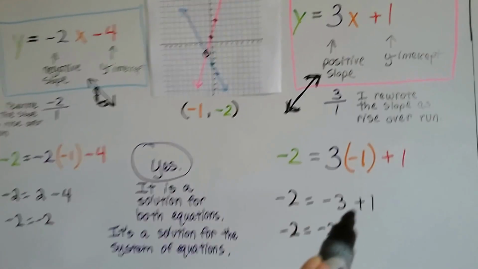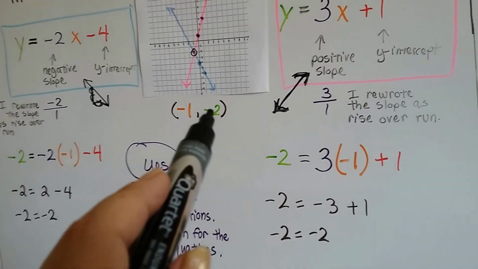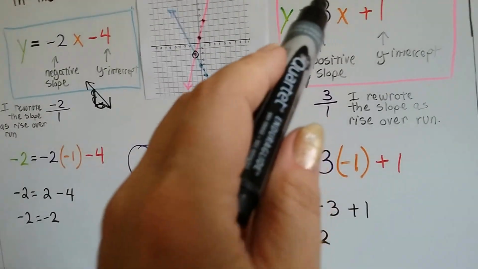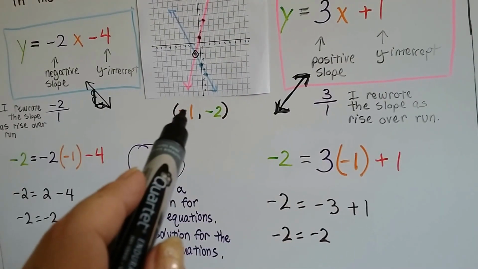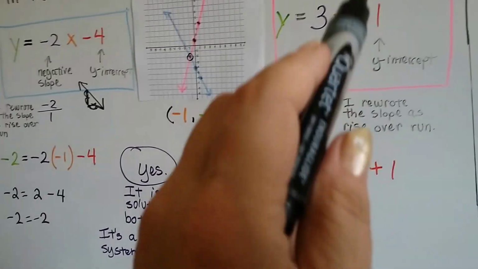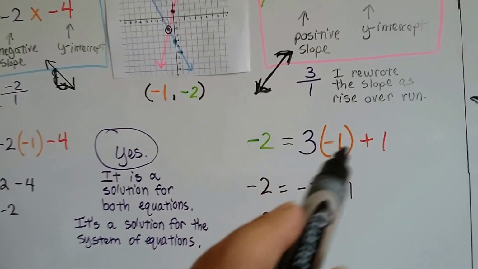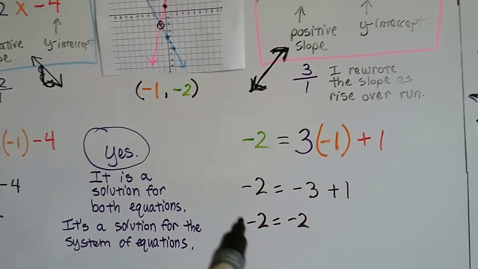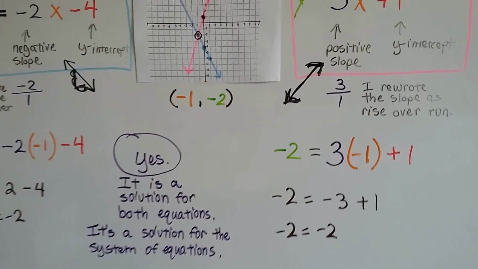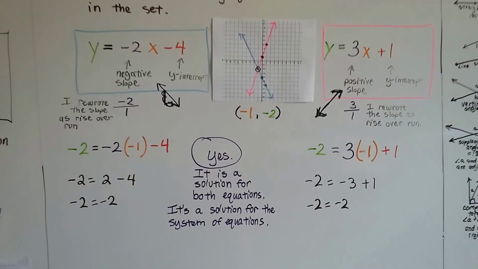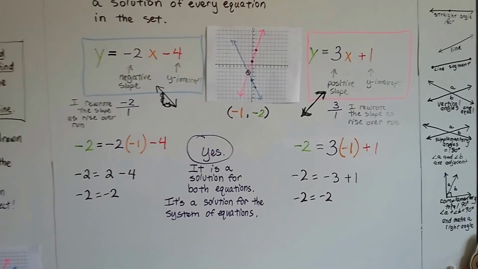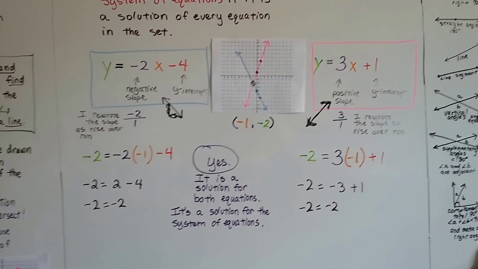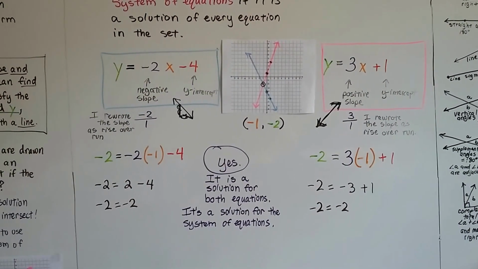All right, let's plug it into this one. So now we've got, this is our y. The -2 is equal to 3, that's our slope, times the x, -1, plus that 1. Well, 3 times -1 is -3. -3 plus 1 is -2. -2 equals -2. Look at that. Yes, it's a solution for both equations. -1 as x and -2 as y is a solution for the system of equations.